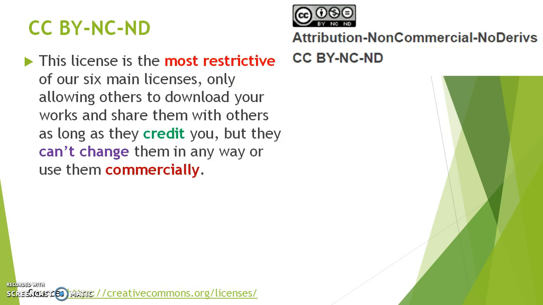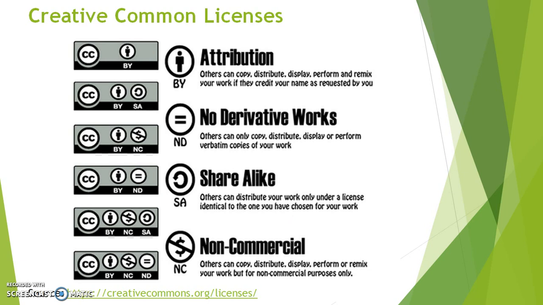And the last one is the most restrictive license, that is CC BY NC ND. This license is the most restrictive of the 6 main licenses, only allowing others to download your work and share them with others as long as they credit you, but they cannot change them in any way or use them commercially. So let's understand all the licenses again with the help of BY, ND, SA and NC.